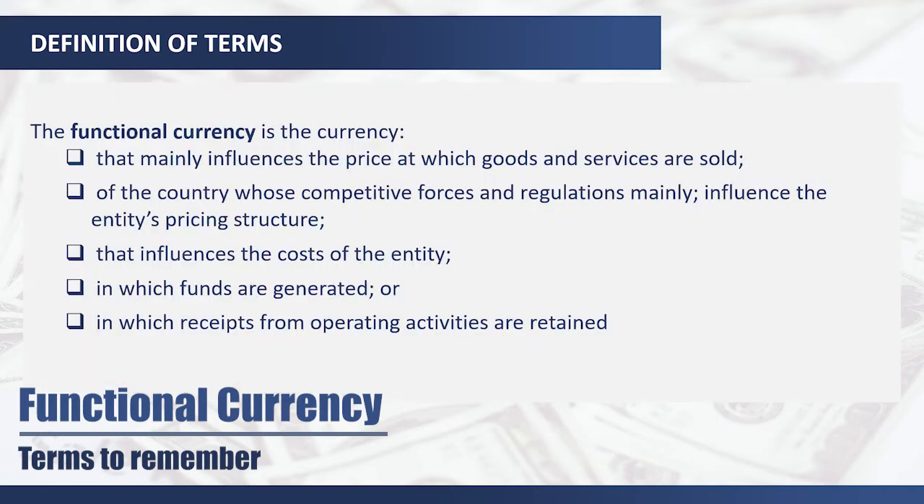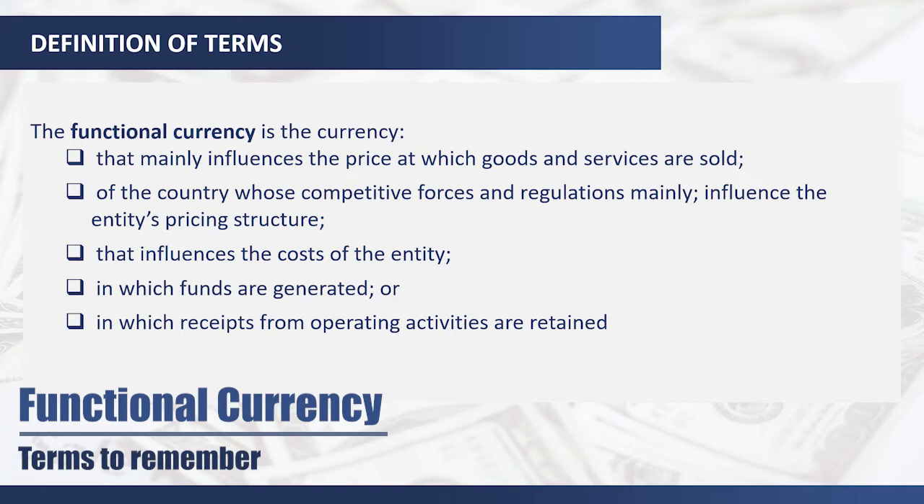According to the standard, the functional currency is the currency that mainly influences the price at which goods and services are sold, the currency of the country whose competitive forces and regulations mainly influence the entity's pricing structure. It is also the currency that influences the costs of the entity. The first three are the primary factors identified by IAS 21. The next two factors serve as supporting evidence of any conclusions.